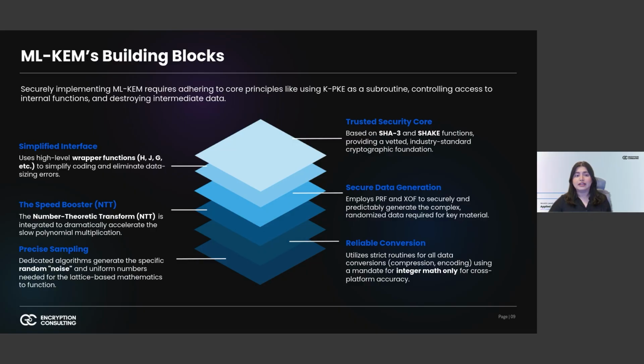All data handling, including compression and encoding, is governed by strict routines that mandate the use of integer arithmetic only. This prohibition of floating point math eliminates the risk of inconsistent rounding errors across different computing platforms, guaranteeing the perfect key interoperability and cross platform reliability throughout your digital infrastructure.